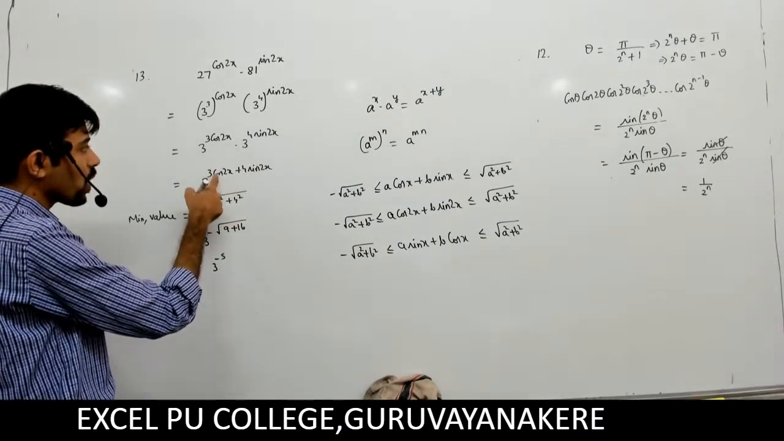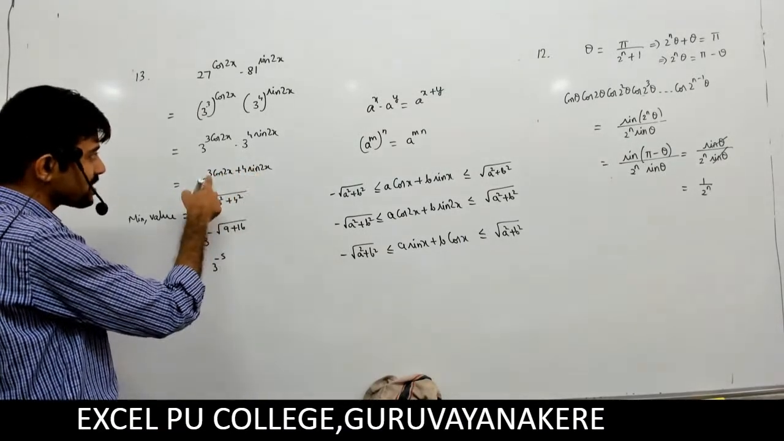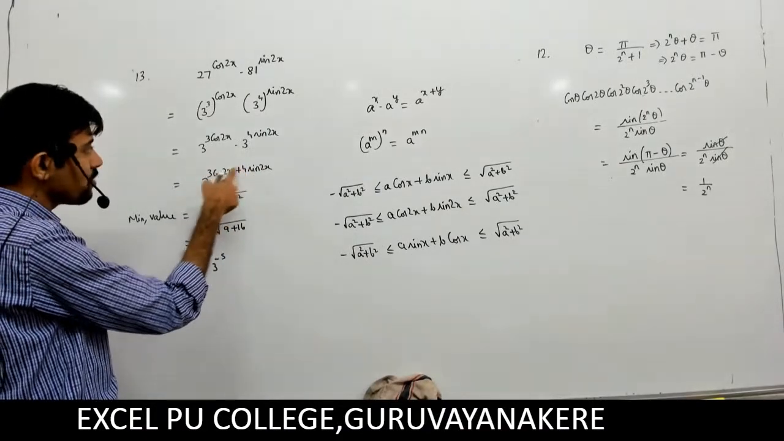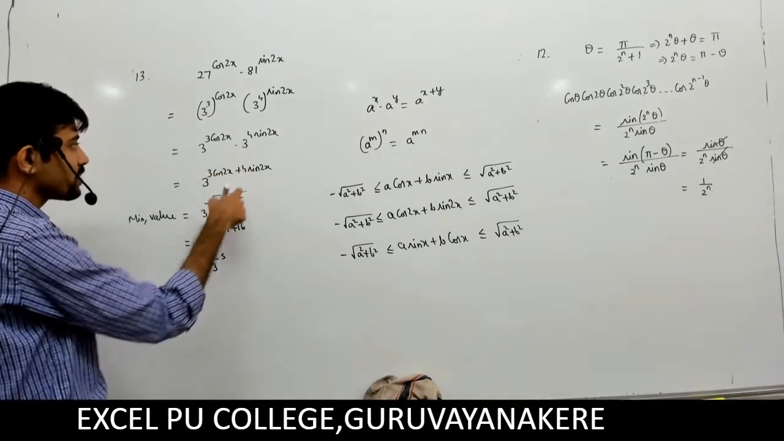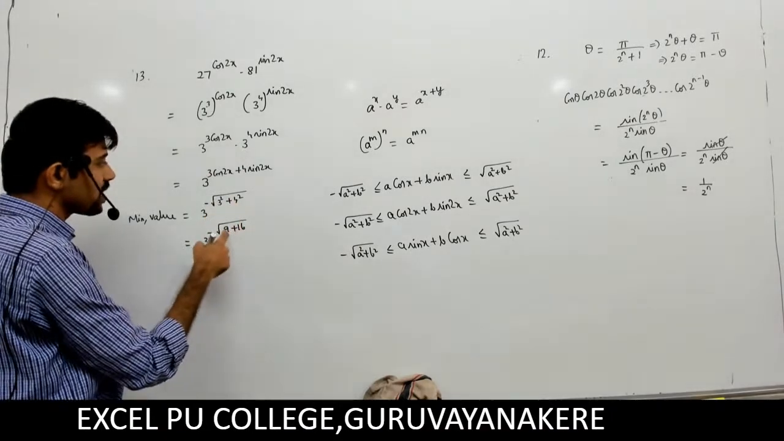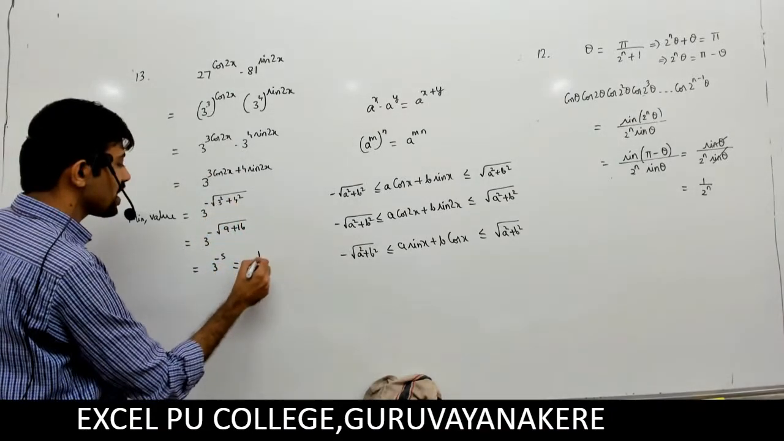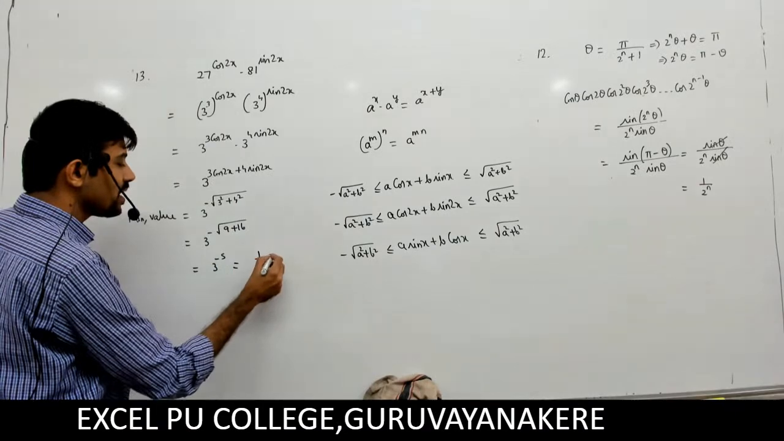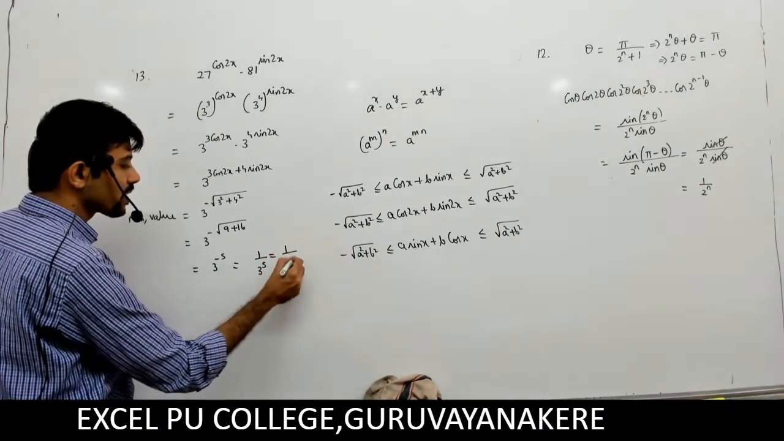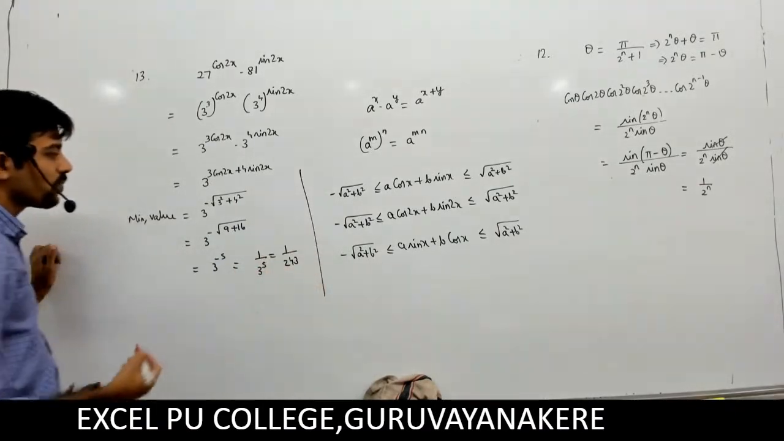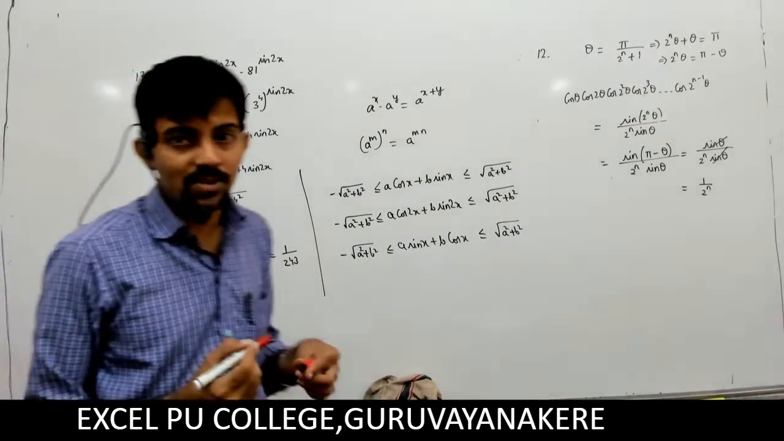Applying the formula, the minimum value of a cos 2x plus b sin 2x: my a is 3 and b is 4. Root of a square plus b square, 3 square is 9, 4 square is 16, root 25 is 5. 3 power minus 5 is 1 by 3 power 5, that is 1 by 243. 1 by 243 is going to be the minimum value for this.